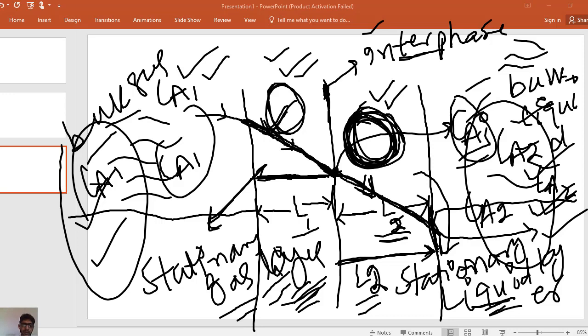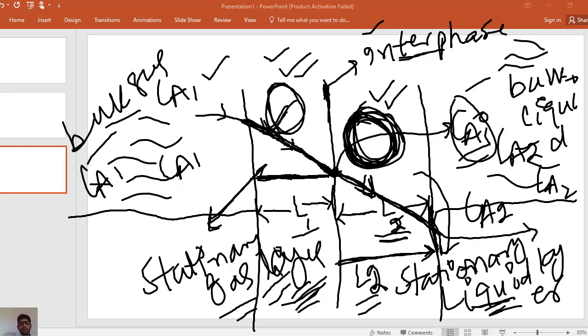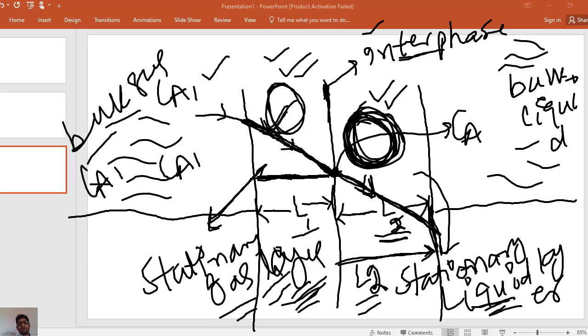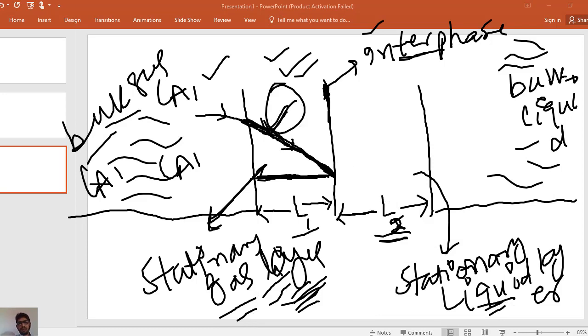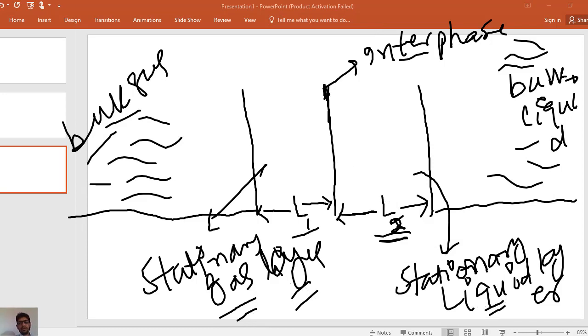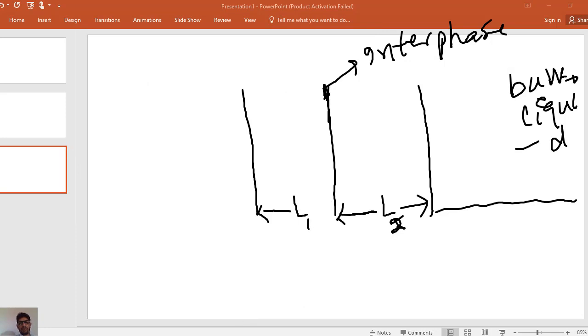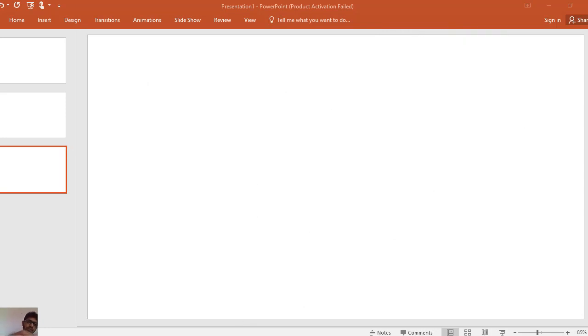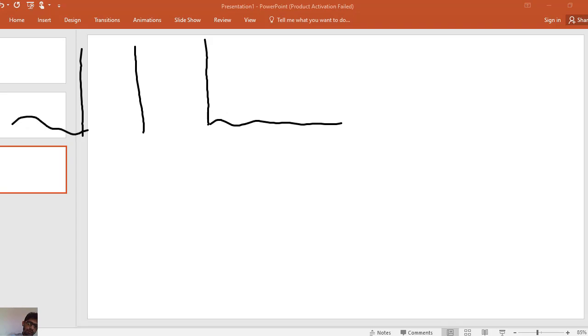So, the mathematical form of two film theory is, we will write two film theory in the form of Fick's law. So, this was the interface. There was an interface. This is the gas stationary layer. This is the stationary layer of liquid. This is the bulk of liquid. This is the bulk of gas, stationary layer of gas, liquid stationary layer, L2, L1.